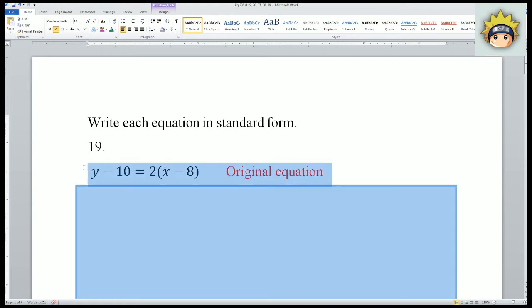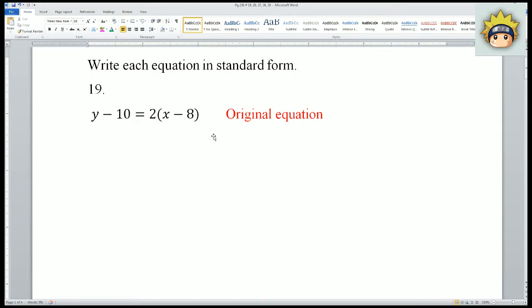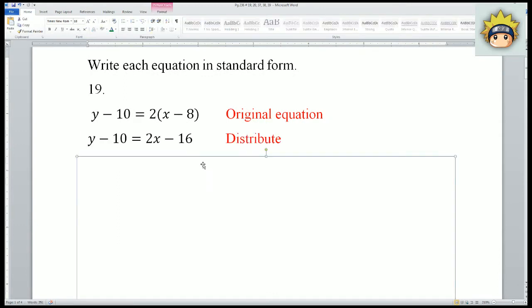So my first step is always to rewrite the original equation. Second thing is I want to distribute. 2 times x is 2x, 2 times negative 8 is negative 16, right? If you follow your graphic organizer, the second step after the point slope is the distributive step.